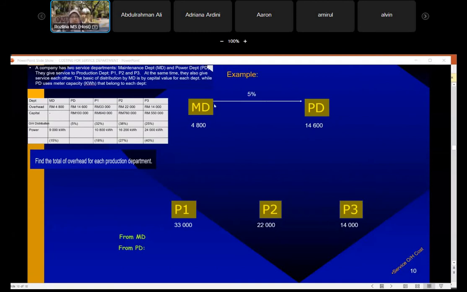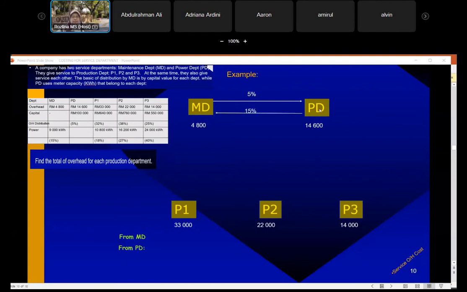Arrow. Okay, MD contributes 5% to PD. Here. And also to P1, P2 and P3. But the arrow comes out quite late. Just look at this first. The service department first. Okay, 5%.